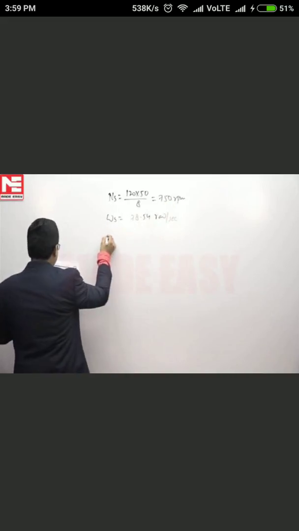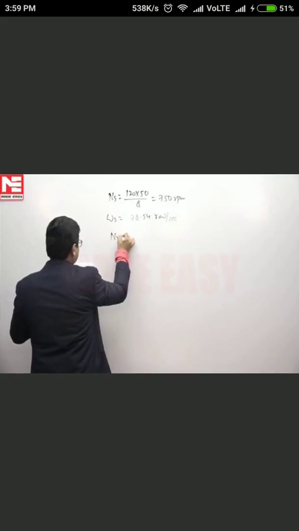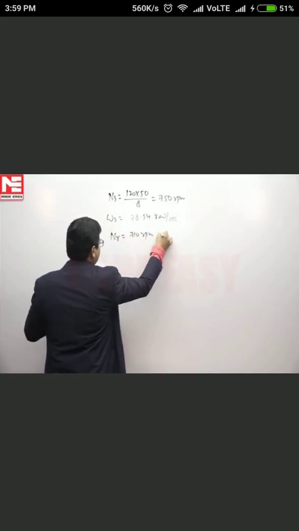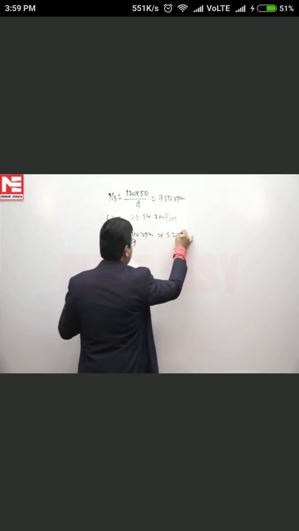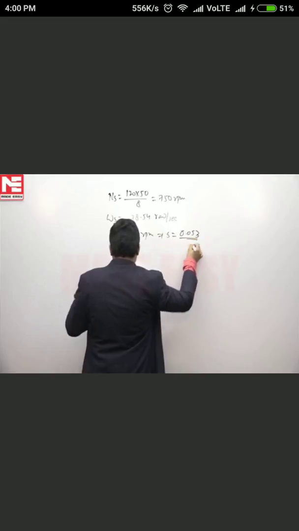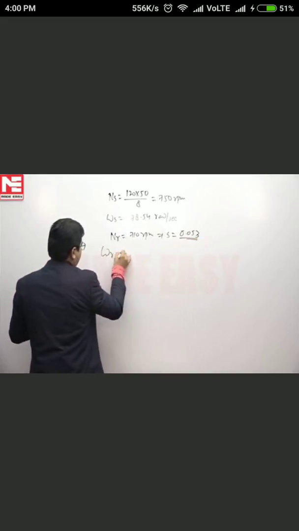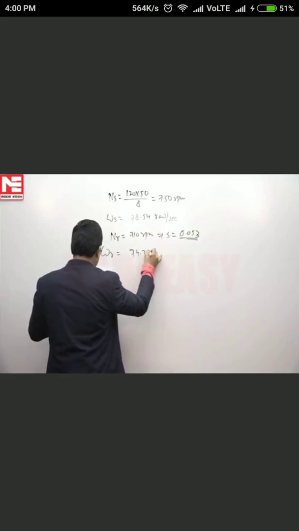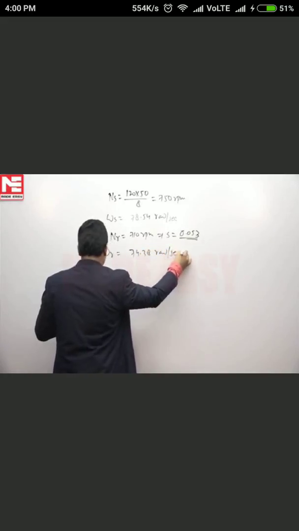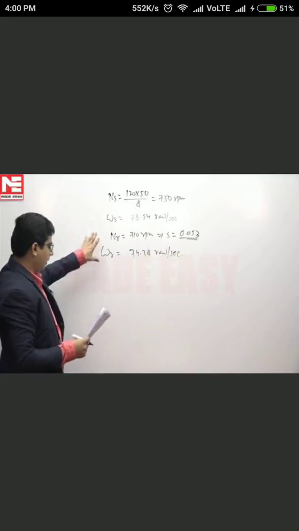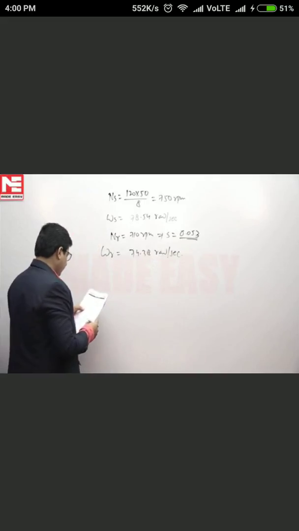Now the slip. The rotor speed is given as 710 rpm. So from here the slip is equal to 0.053. So omega r, or rotor speed in radian per second, is 74.38 radian per second.